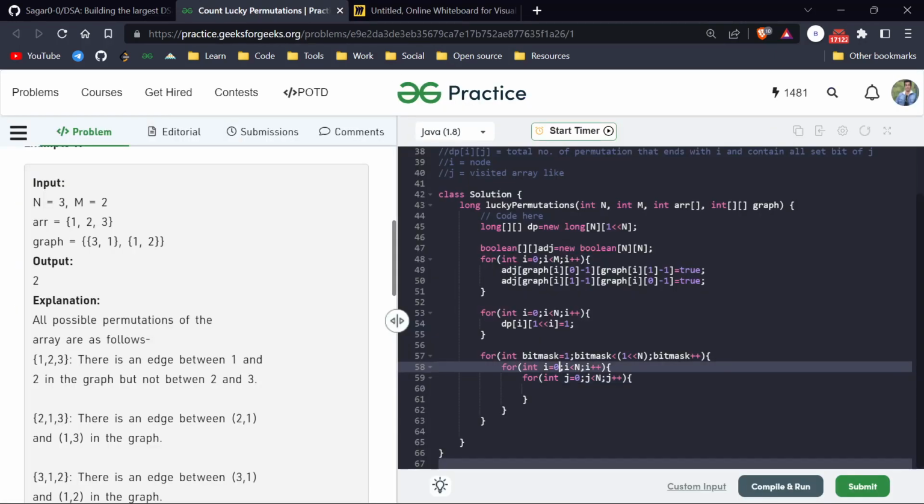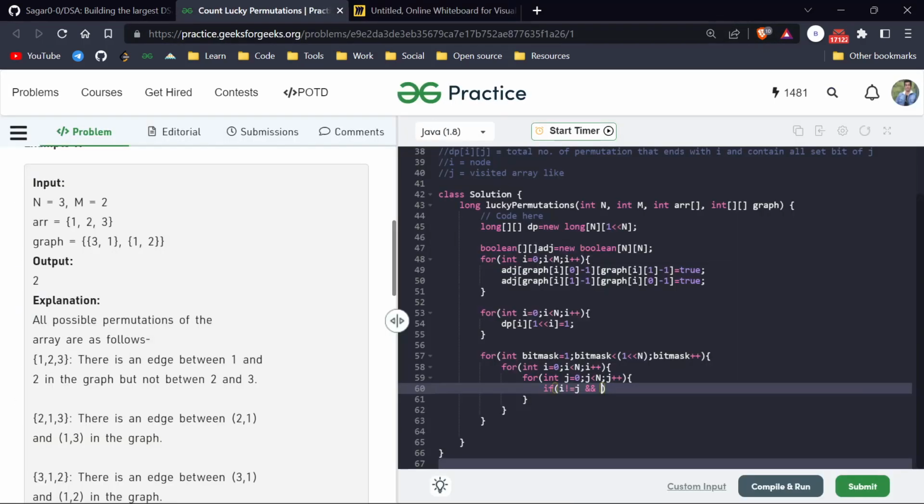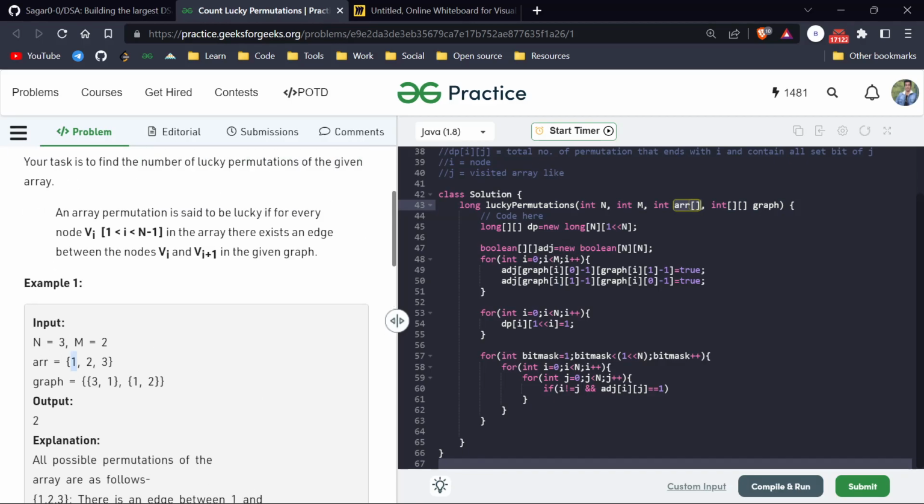Initially i and j are both 0, so we also have to check that i is not equal to j, and also between 1 and 3 there should be an edge. So first of all, we have to check in our adjacency list that from i to j there should be an edge. We have to check for this ith value, and this will be 1 and 2.